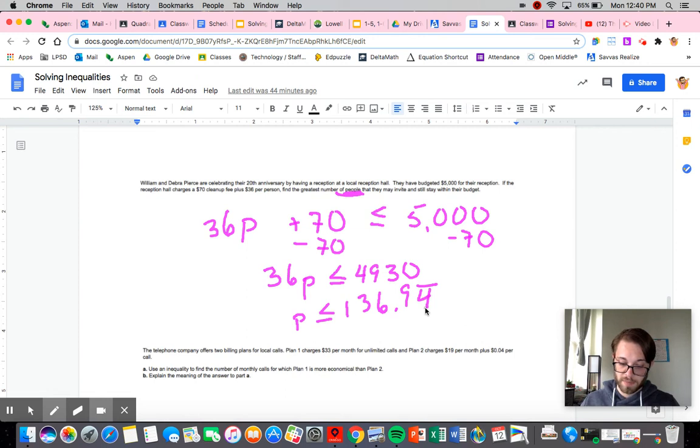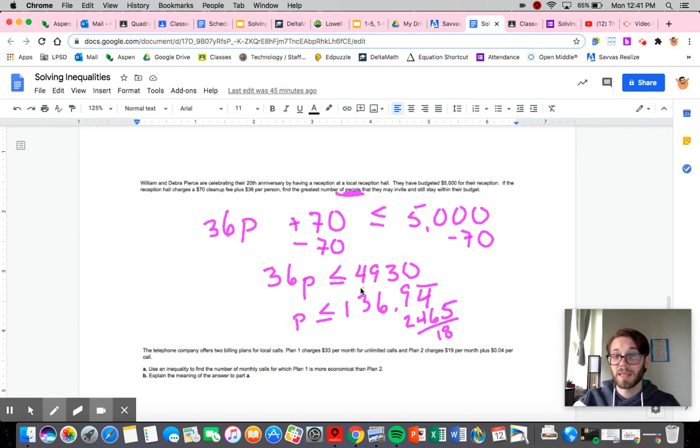So if you were to put that as a fraction, that would have been 2,465 over 18. Usually I'm pro fraction, but in this case, I feel like this is a little bit easier to deal with in terms of people numbers. So obviously, I'm not going to invite 0.9444 of a person. So this is what would make them equal right here, 136.94444, and so on and so forth.